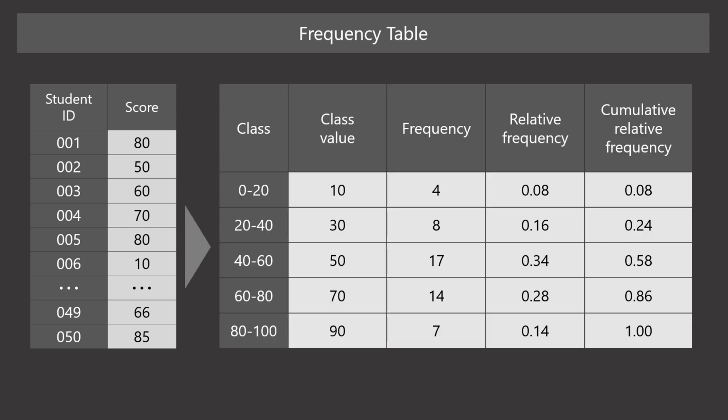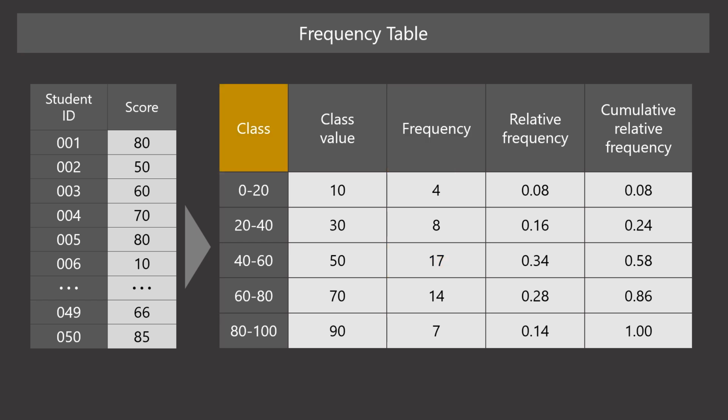One way to do it is by using a frequency table. A frequency table is a table which divides the data into some classes by a certain width of the variable values and displays the number of observations for each class. This column is called frequency. Frequency represents the number of observations included in each class. So, in this example, the frequency of the class with a score of 40 to 60 is 17.